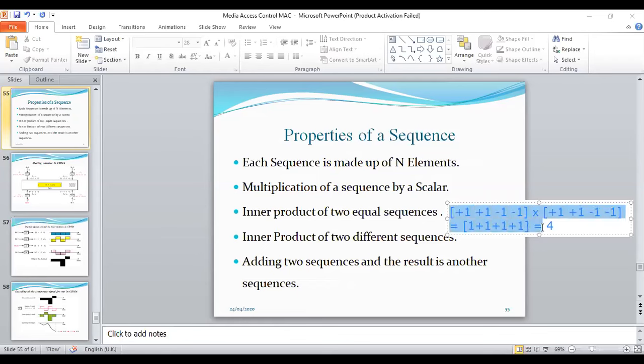Now you can see this, right? Inner product of the two equal sequences. This is one of the sequences, and this is the second sequence. You need to multiply these two. What is the value you're going to get? It is 4. This is the third property of a sequence: the inner product of two equal sequences.